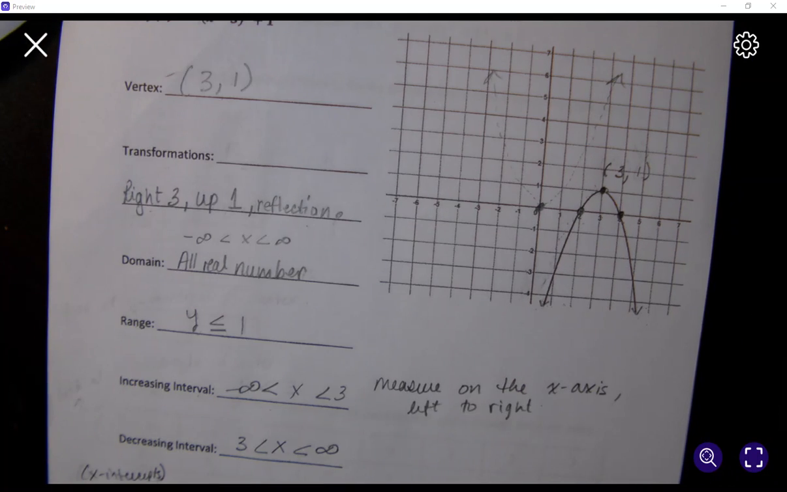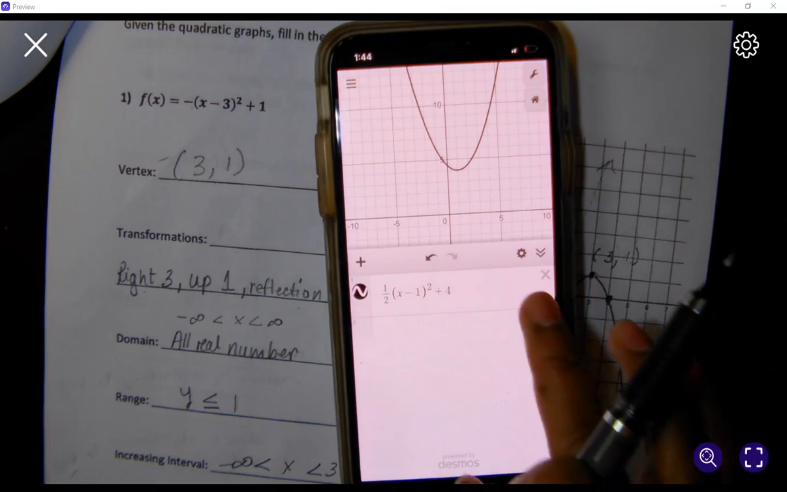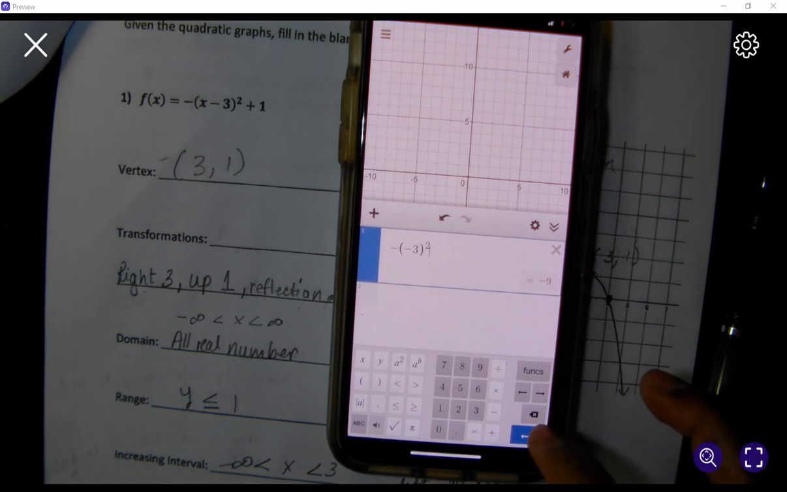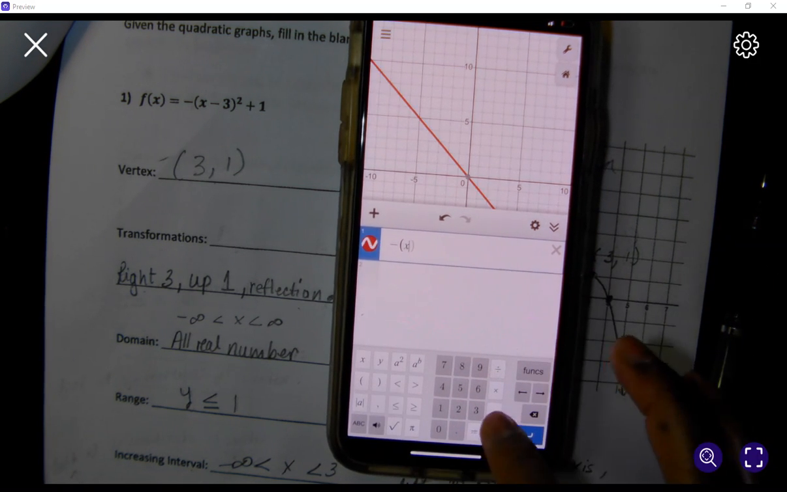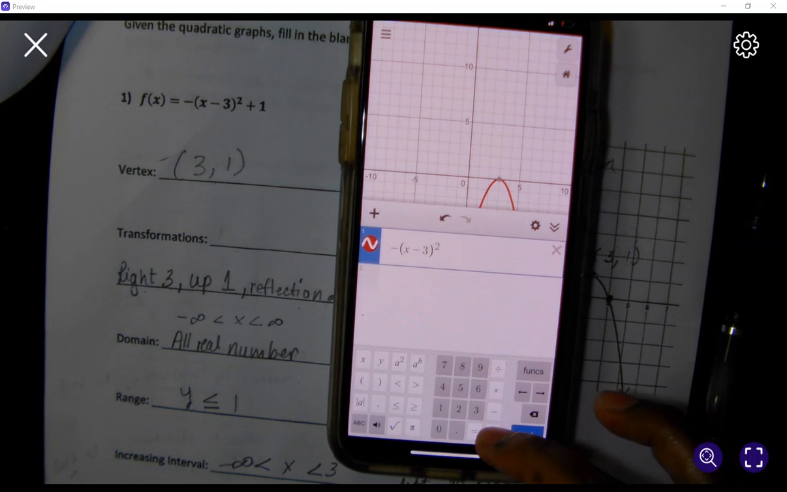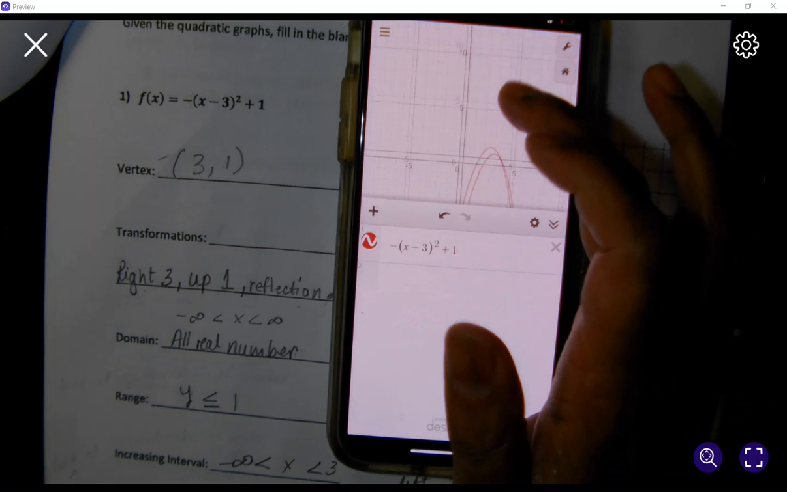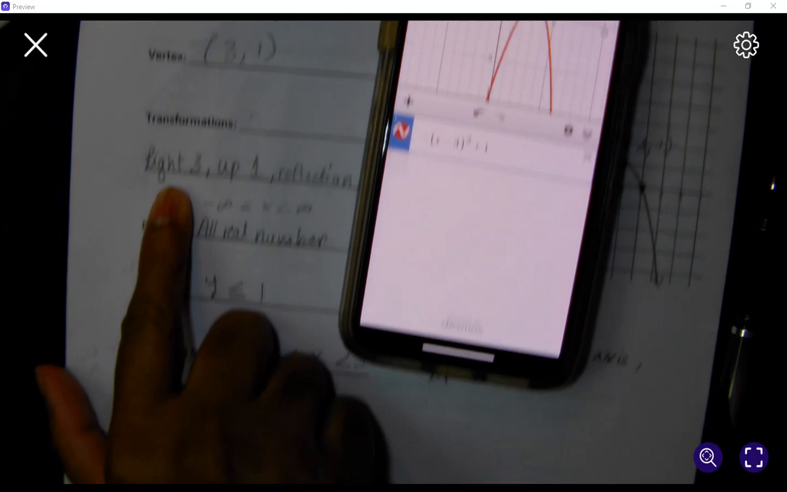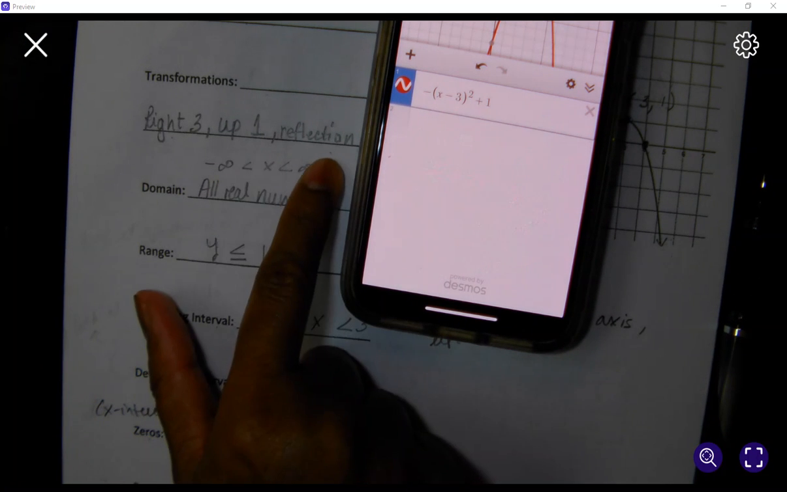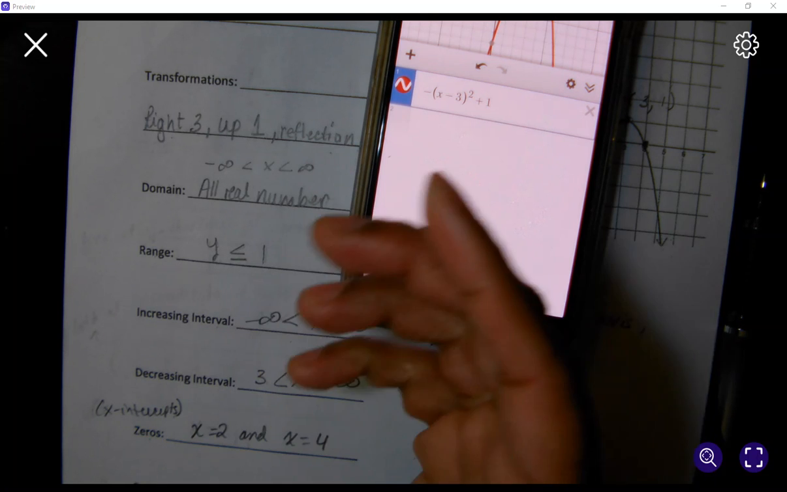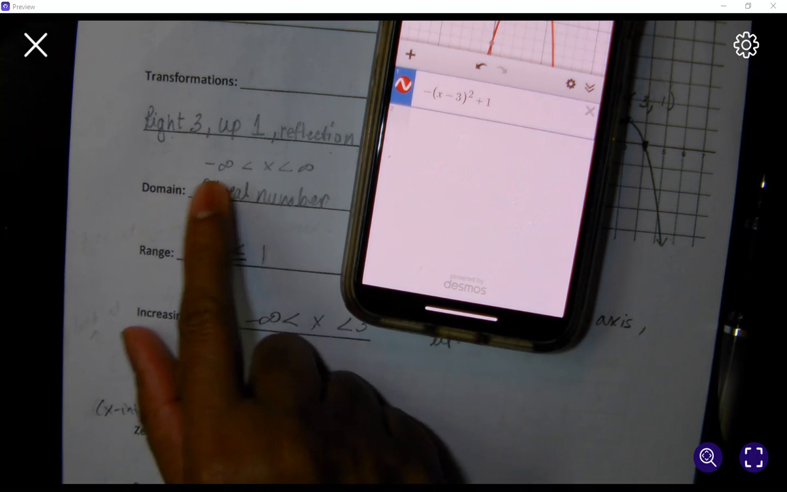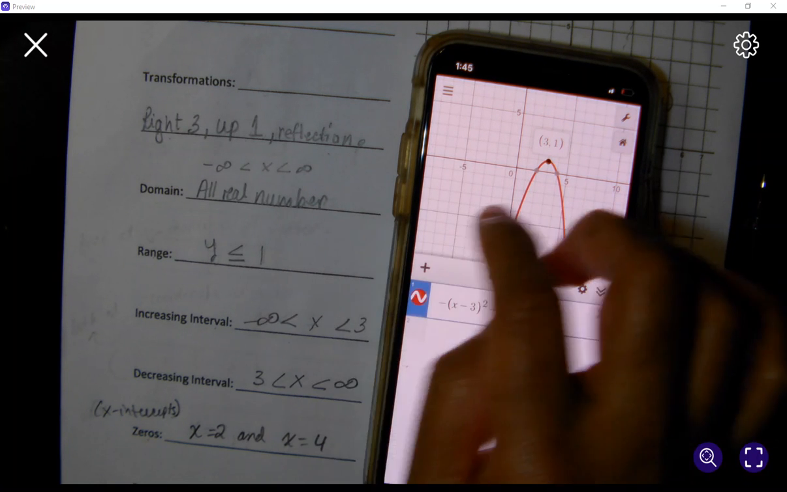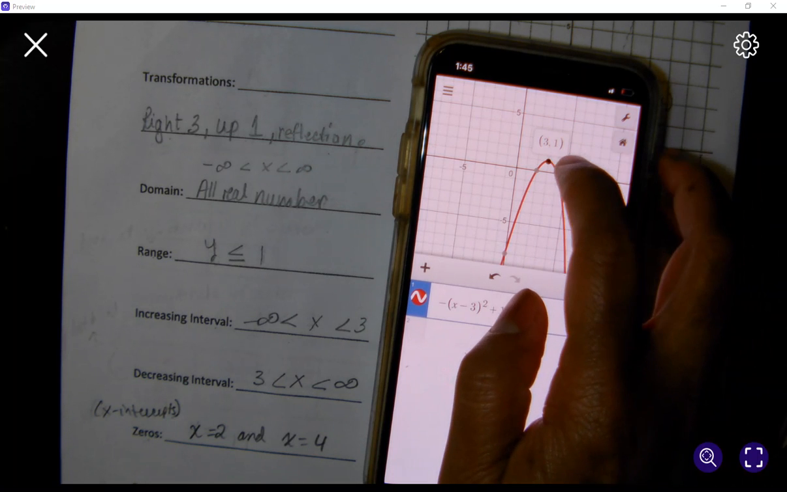Okay, so here's the next page. Let me go ahead and type it up: negative (x minus 3) squared plus 1. My vertex here is at (3, 1). It moved right 3 and up 1. It is a reflection because it's pointing down. It doesn't have a stretch or a compression. The domain is all real numbers because it's always that for quadratics. And the range is y is less than or equal to 1.